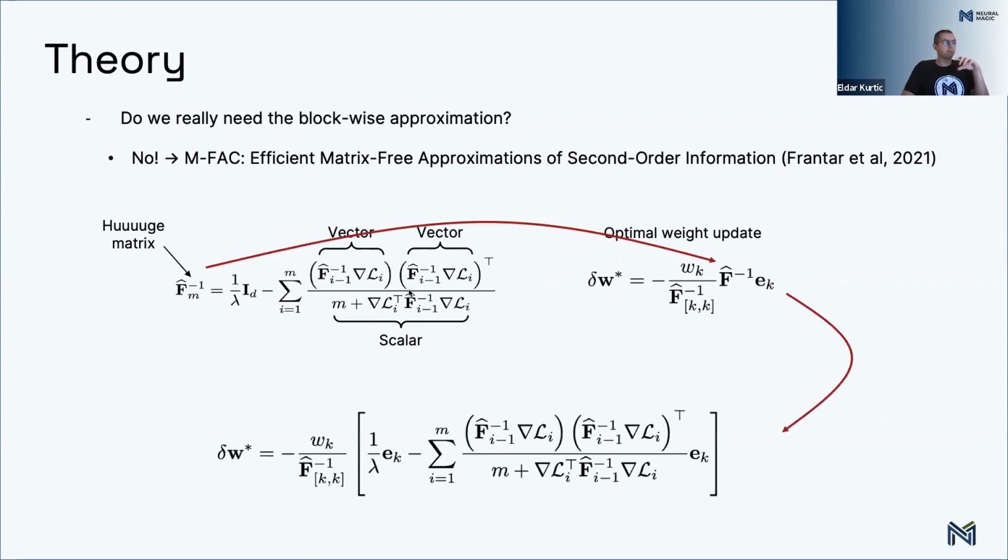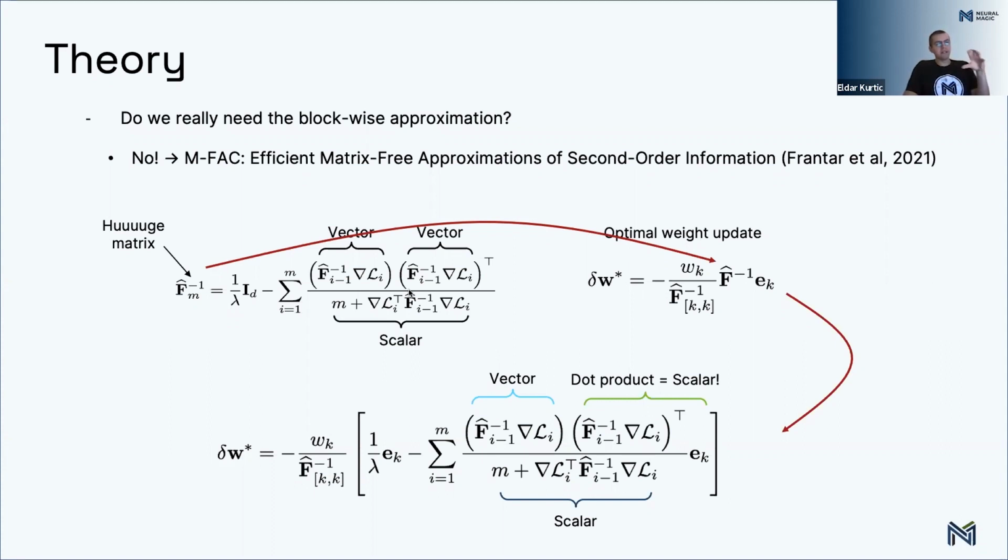So now, if we plug this formulation for inverse Fisher inside the optimal weight update, we pull inside this product with the basis vector EK. We can see that this first part is the same. So this is still the vector. This part in the denominator is a scalar. But now this part here is a dot product between 2 vectors, which gives us a scalar. And now this entire expression for the optimal weight update collapses to a linear combination of vectors of size D, where D is the size of our model.